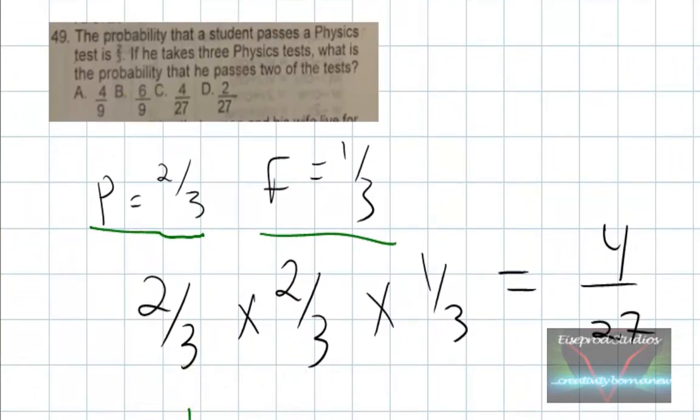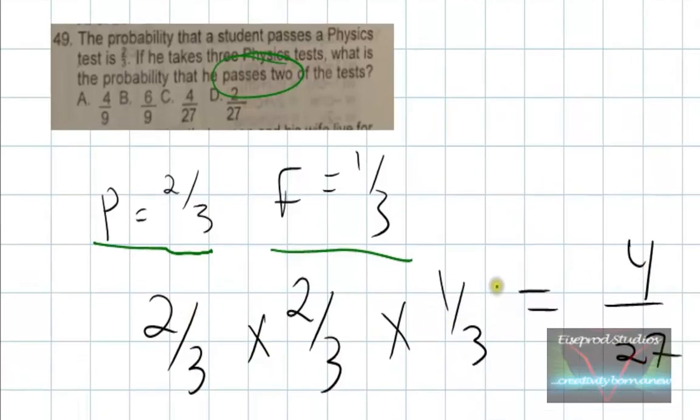So on the first test he could pass, on the second test he could pass, but on the third test he has to fail because they only want to know for passing 2 of them. And so you multiply everything out and you will get 4/27.